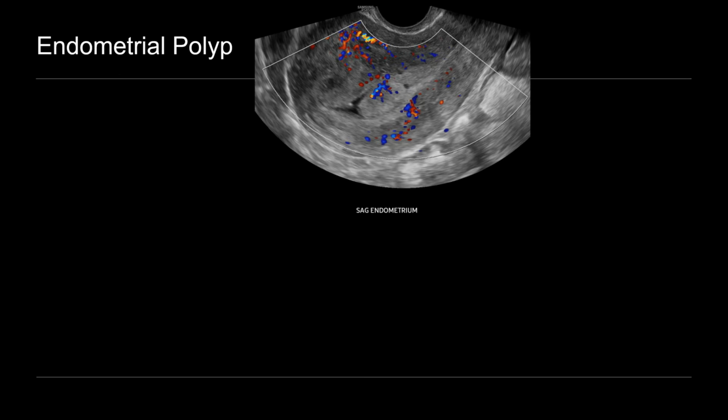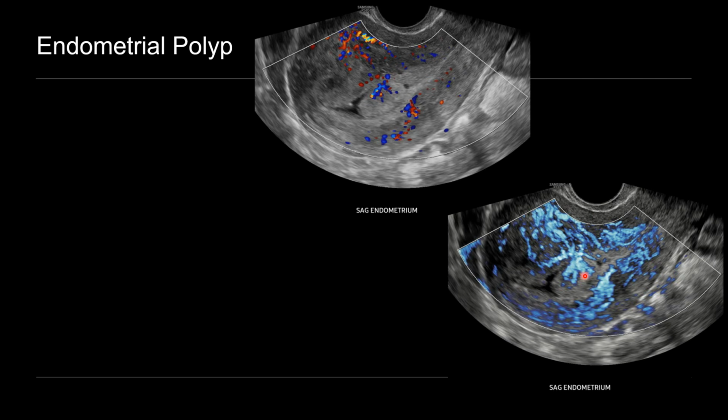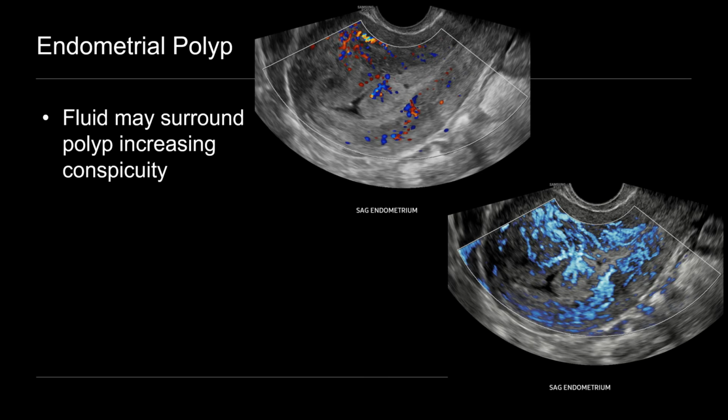And with color Doppler, we again see a feeding vessel, a vascular pedicle here, made more conspicuous with the addition of that microvascular flow MV flow imaging. So fluid may surround the endometrial polyp, and that can increase the conspicuity. This fluid was likely related to the patient's history of abnormal bleeding.